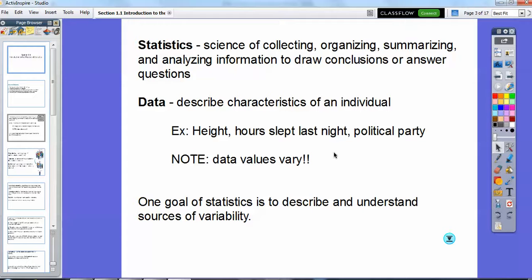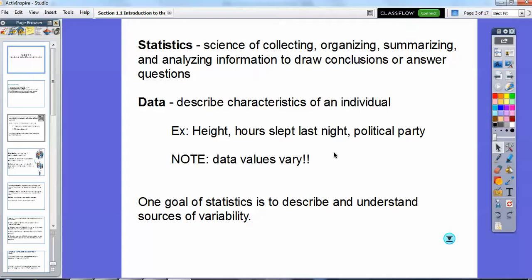Maybe I want to look at the height of people that drink Monroe City water versus people that drink water elsewhere. Well, I don't know. So that would be my data. That's the thing that I would be collecting, their heights. Hours slept last night, political party.